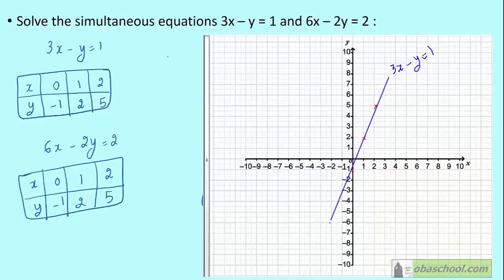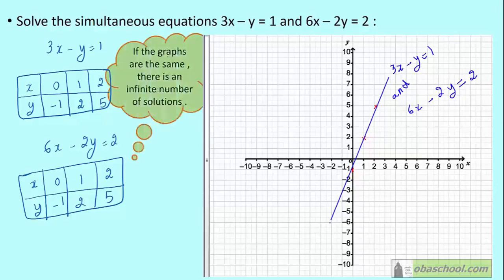Now for the second, take a closer look, and you're going to find out that they have the same exact coordinates, 0, minus 1, 1, 2, and 2, 5. Which means that this straight line represents both straight lines, both equations.